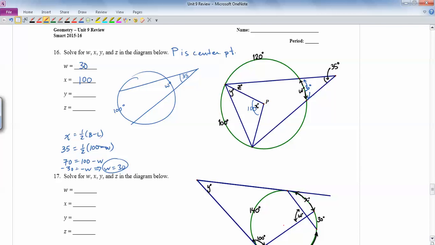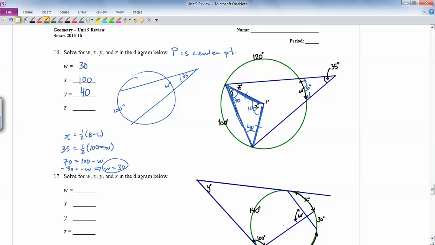Okay. Let's see, we need Y. Well, this segment and this segment are radii, so they're congruent. So then that means that this triangle down here is going to be an isosceles triangle. And so if there's already a 100-degree angle in it, there's 80 left over. So then these guys have to be 40 and 40. So Y is 40 degrees.